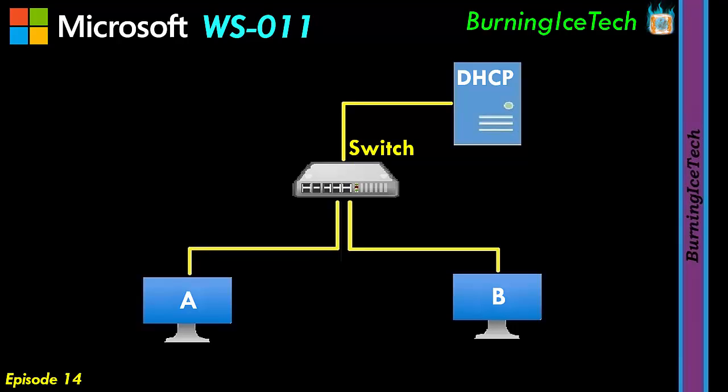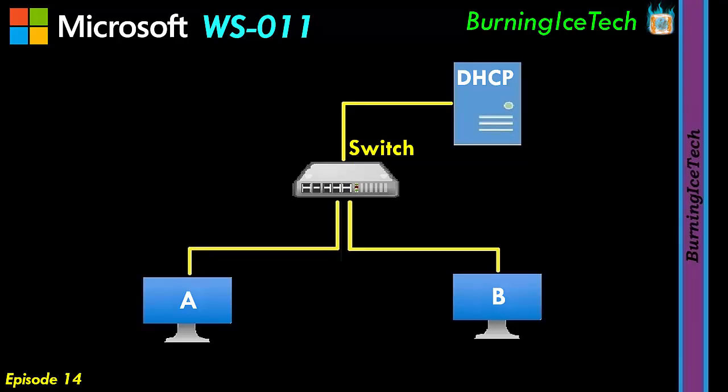We could assign these addresses manually. I mean, it's only two PCs, so it wouldn't be a big problem. But imagine if you had hundreds of PCs. Yeah, we don't want to be doing that. So how does DHCP sort this out?